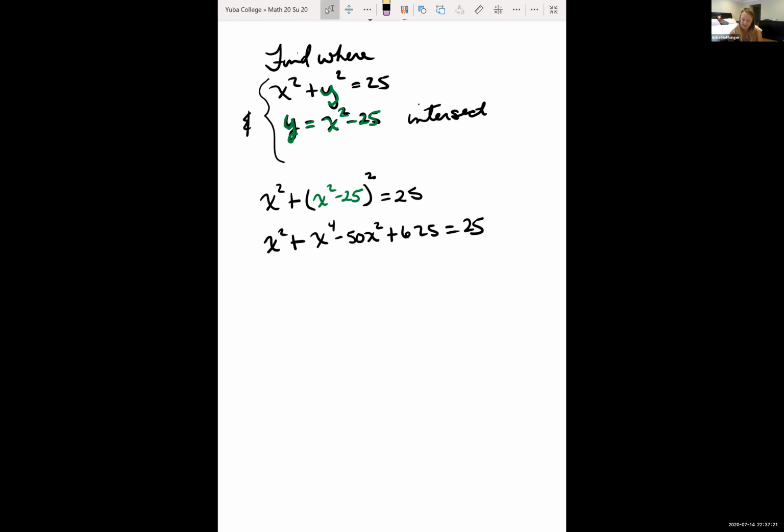So I have an equation that can be manipulated to look like a quadratic. So let's rewrite it to get everything to one side of the equal sign. I have an x to the 4th term. I have an x squared minus a 50x squared, which is a negative 49x squared. I'm going to subtract 25 on both sides, so this gives me plus 600 equals 0. Think of two numbers that multiply to 600 and add to a negative 49.